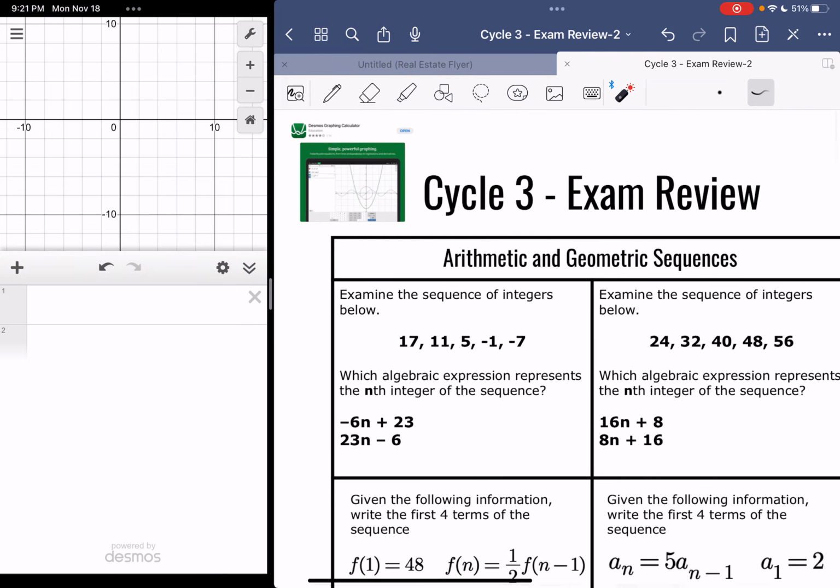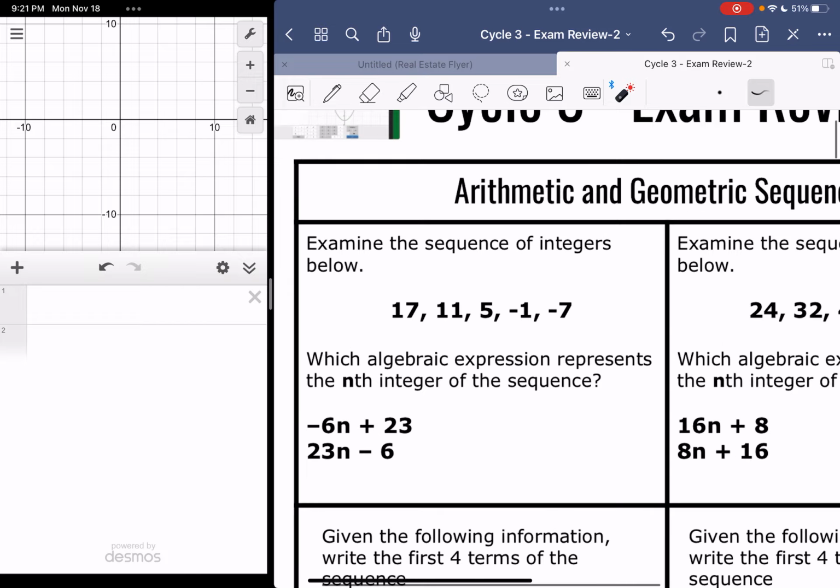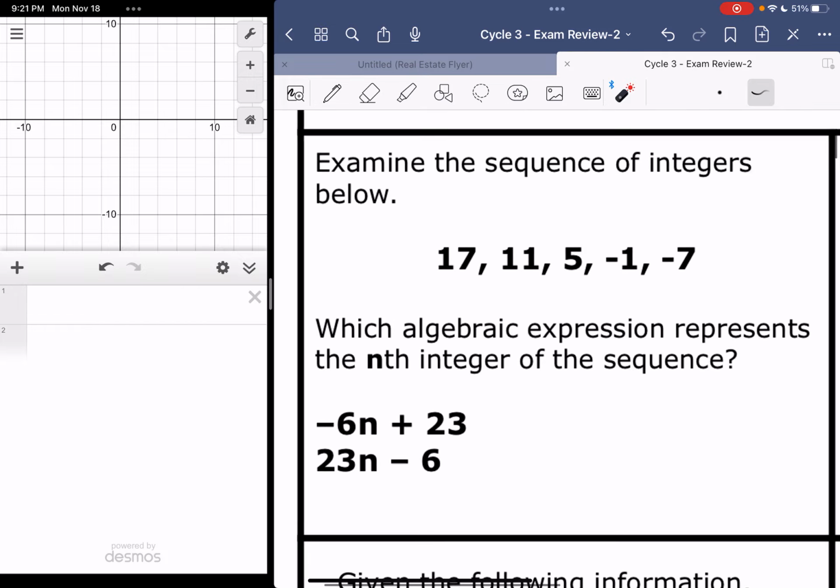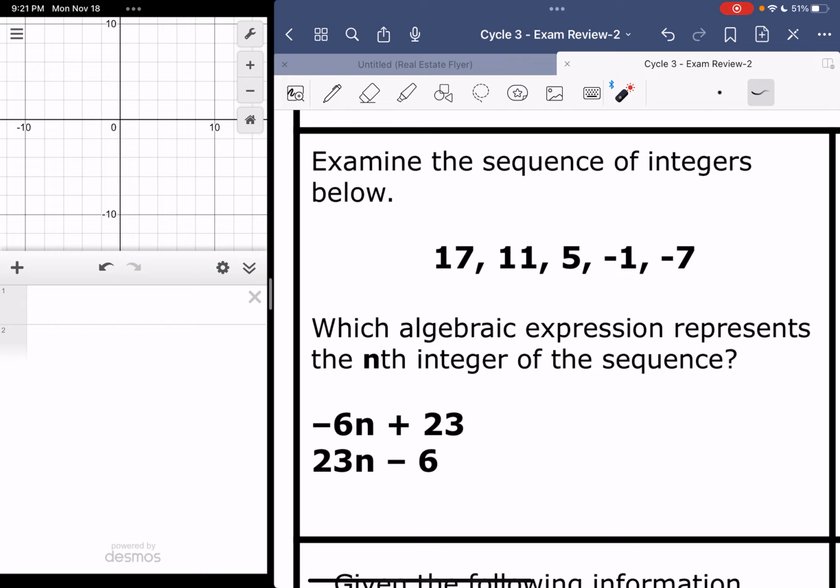The first thing on your test, arithmetic and geometric sequences. We haven't seen it in a while, so we're just going to take a look at how they work. Jumping right into this first question, there are about 3 of them on your exam that look like this. It says examine the sequence of integers below, and then it says which expression represents the nth integer of the sequence, and it gives you a couple answer choices, either A or B.